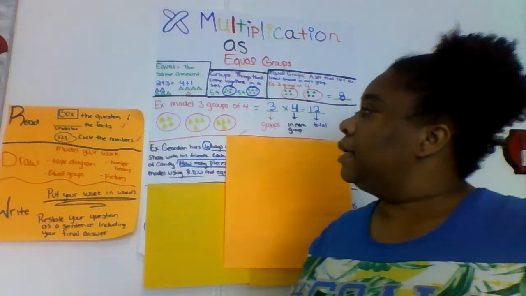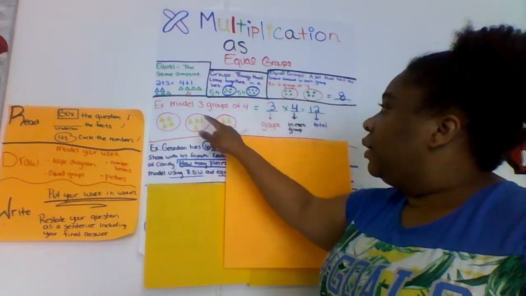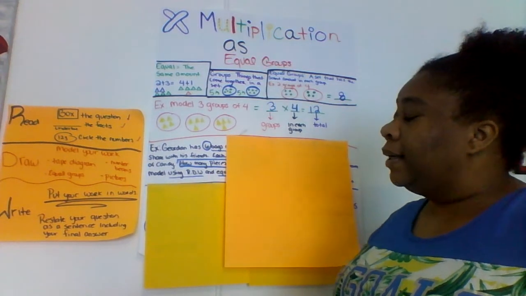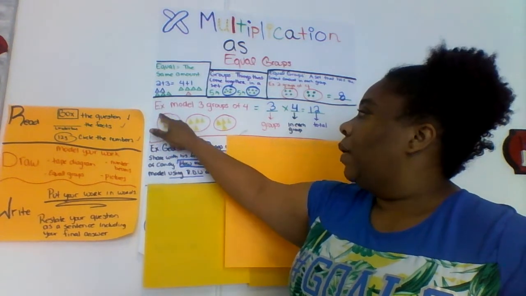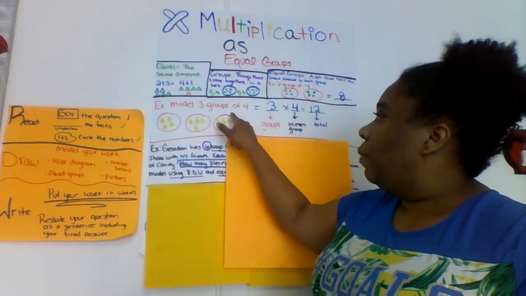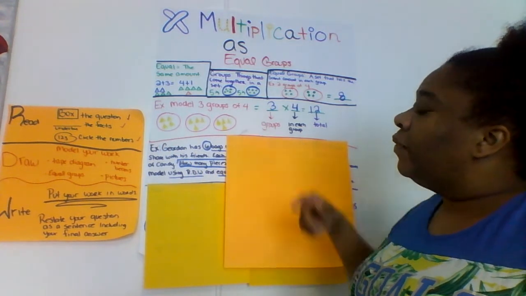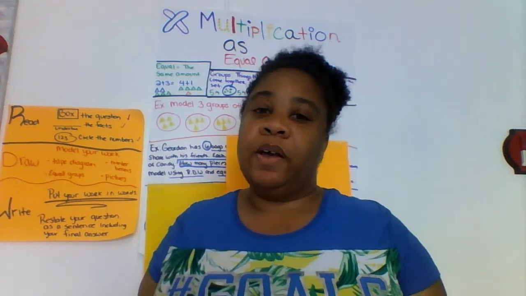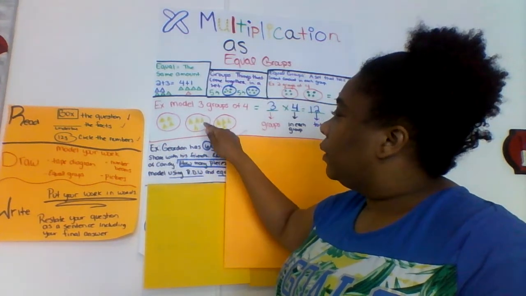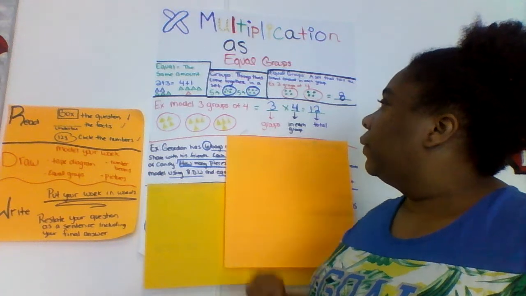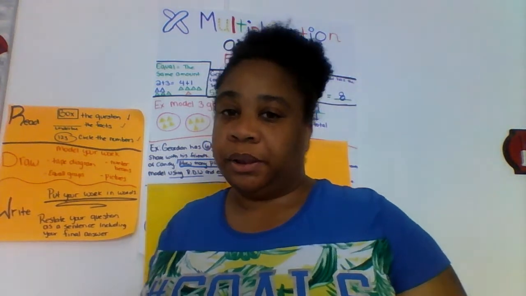All right, so let's look at the strategy. Let's convert it into a multiplication problem. So if I'm modeling 3 groups of 4, I know the first number tells me I have to have 3 groups. One group, one group, one group. So now I have 3 groups. And it says of 4, that means each group has to have 4. 1, 2, 3, 4. 1, 2, 3, 4. 1, 2, 3, 4.